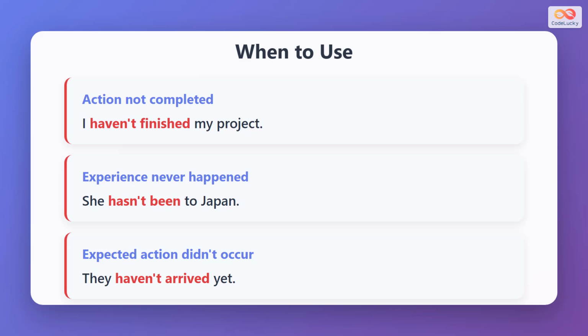We use present perfect negative in three main situations. First, when an action is not completed, like I haven't finished my project. Second, when an experience never happened, like she hasn't been to Japan. And third, when an expected action didn't occur, like they haven't arrived yet. These are the most common uses you'll encounter.